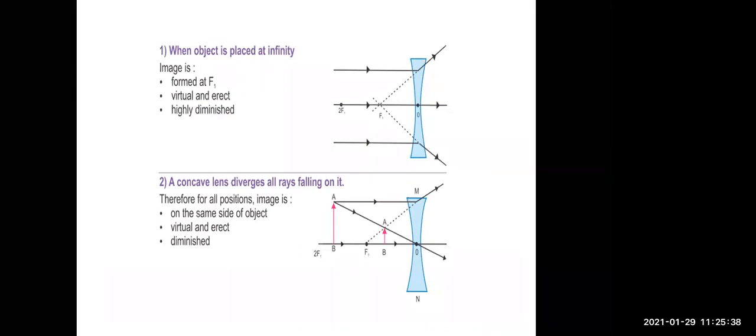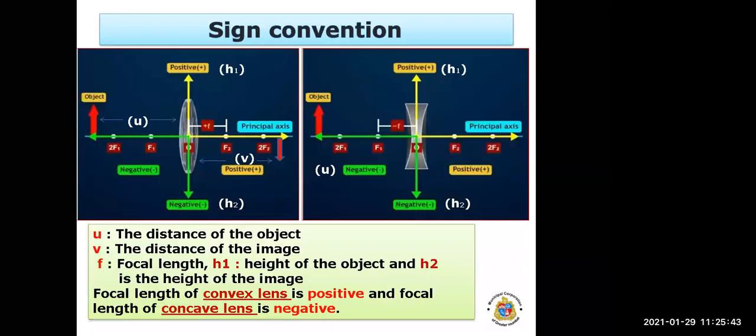So by applying these things we have drawn the ray diagrams here. Then sign convention: u is the distance of the object, v is the distance of the image, f is the focal length, h1 is the height of the object and h2 is the height of the image. In convex lenses inverted images are formed after the lens, beyond the lens. So in this case you can see here h2 is the height of the image. The focal length of a convex lens is always positive and the focal length of a concave lens is always negative.